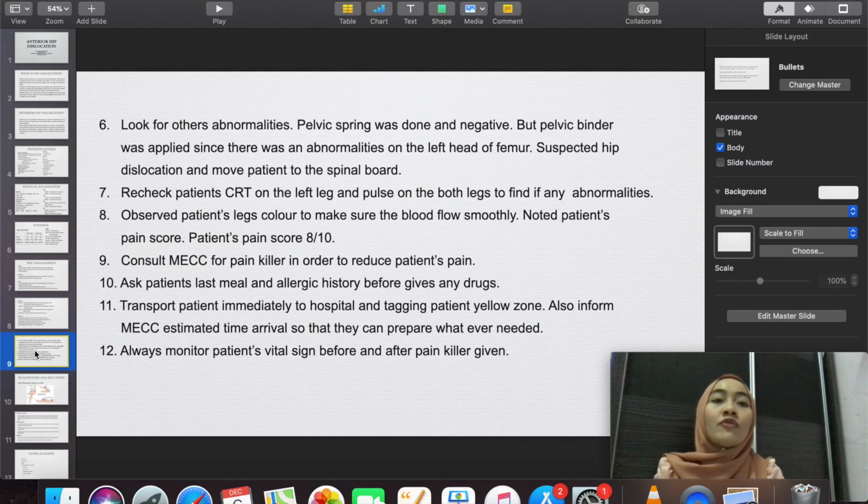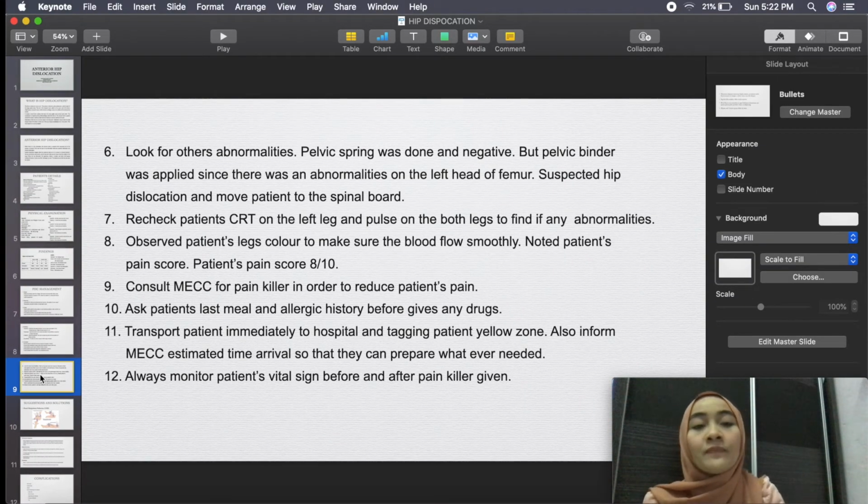And then look for other abnormalities. Pelvic spring was done and negative, but the pelvic binder was applied since there was an abnormality on the left head of femur, on the left region of the hip. Suspected hip dislocation, and then move the patient carefully to the spinal board.